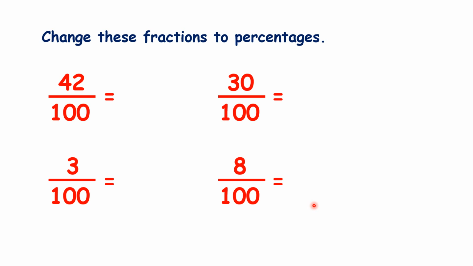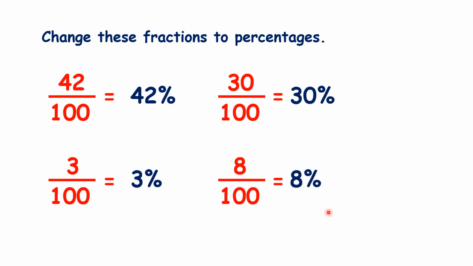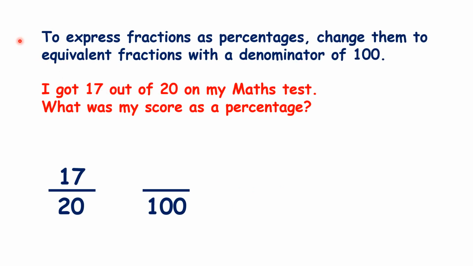Now pause the video and change these fractions to percentages. As they're all already fractions over 100, this is easy. We have 42%, 3%, 30%, and 8%. To express fractions as percentages, change them to equivalent fractions with a denominator of 100.